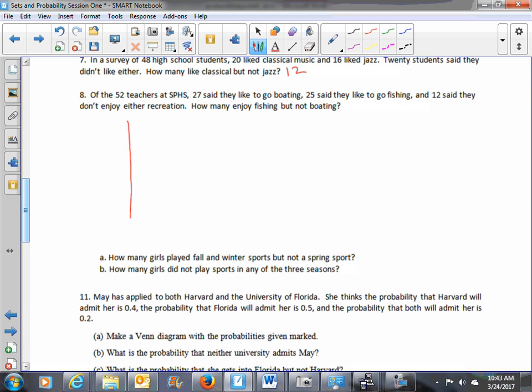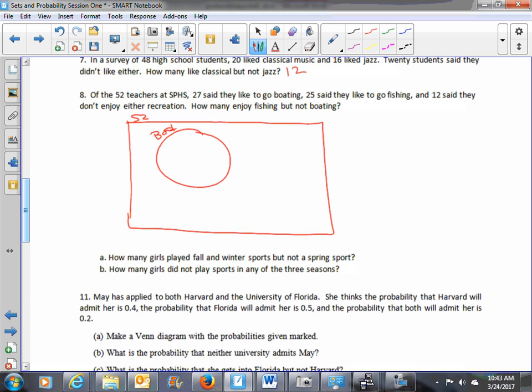Okay, welcome back. Here is the Venn diagram. We have 52 teachers, and we've got some that like to boat, and some that like to fish.